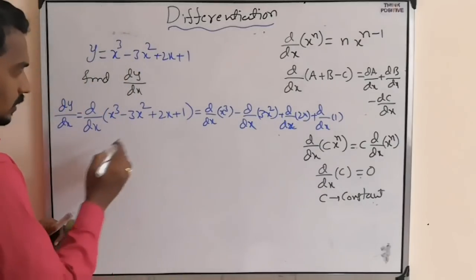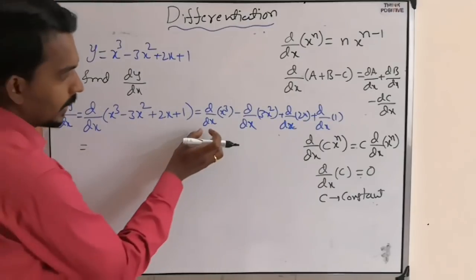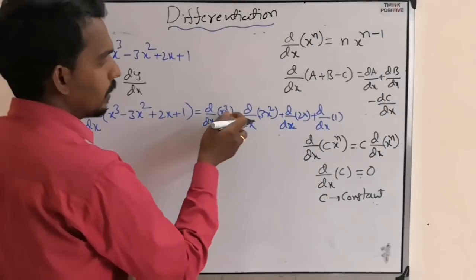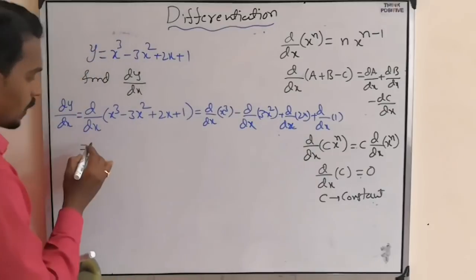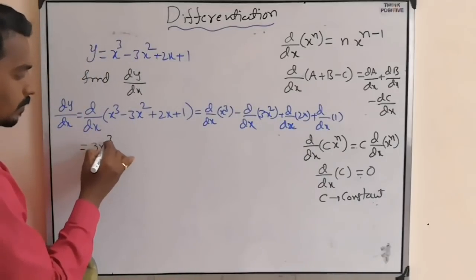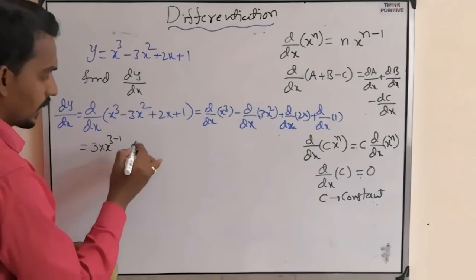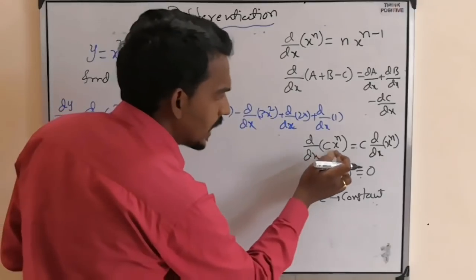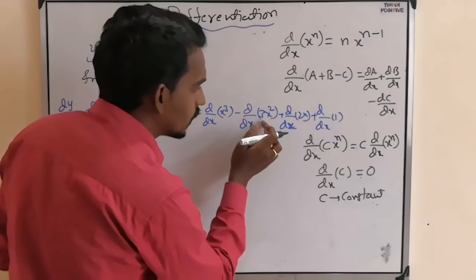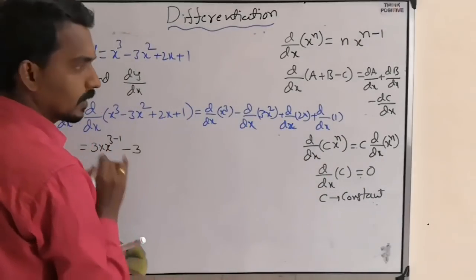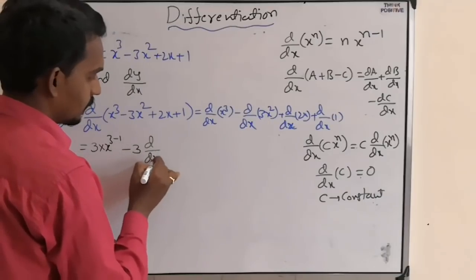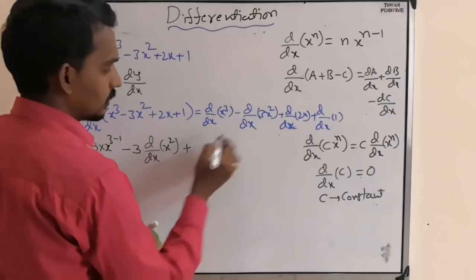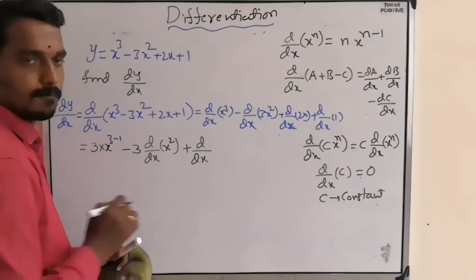Now, next step. d by dx of x cube. Direct formula here, where in place of n, 3 is there. So apply: power into x power n minus 1. Now minus. This is first. Next, 3x square, like c x power n. In place of c, constant 3 is there. Take it out. Then write d by dx of x square.